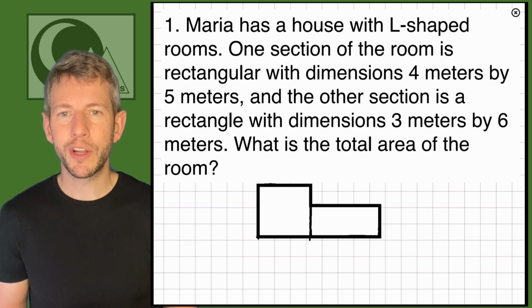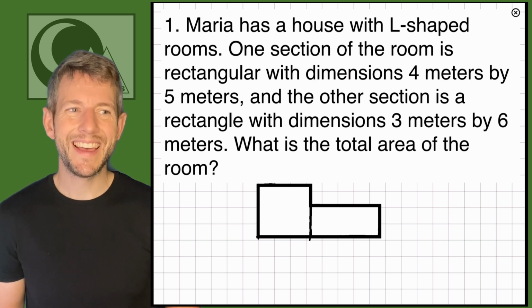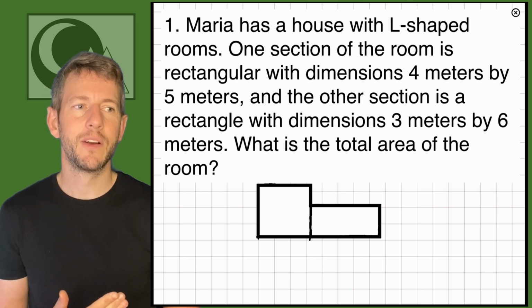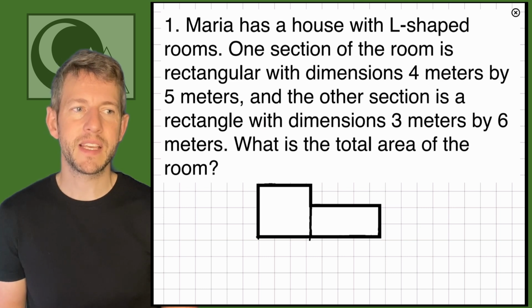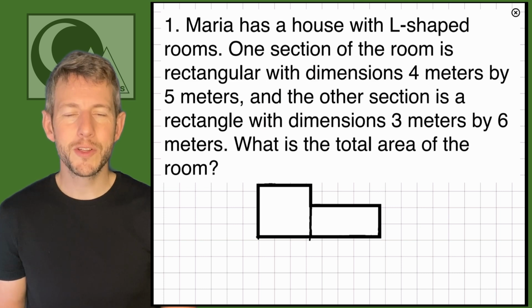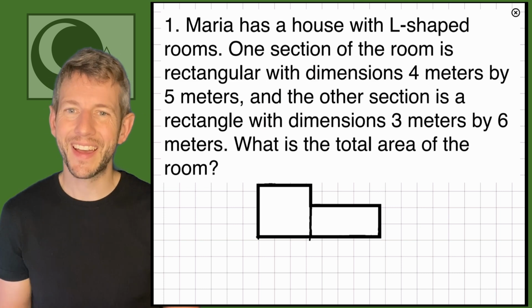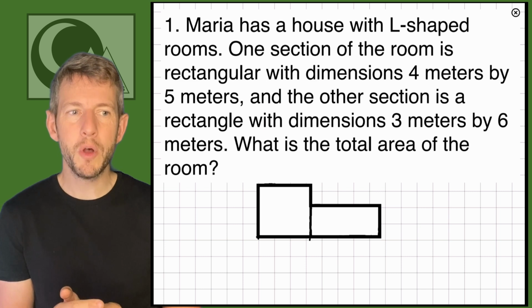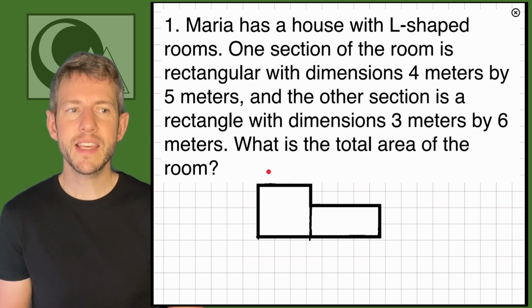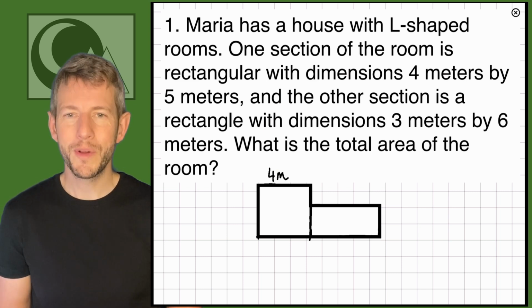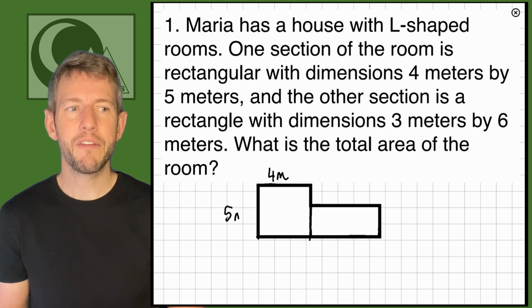Now, let's have a look at the question. It says here, Maria has a house with L-shaped rooms. One section of the room is rectangular with dimensions 4 metres by 5 metres, and the other section of the room is a rectangle with dimensions 3 metres by 6 metres. What is the total area of the room? Right, so here we go. Let's put this information on here. I can see here that I've got one, which I'm going to label 4 by 5, and I've got the other, which I'm going to label 6 by 3.